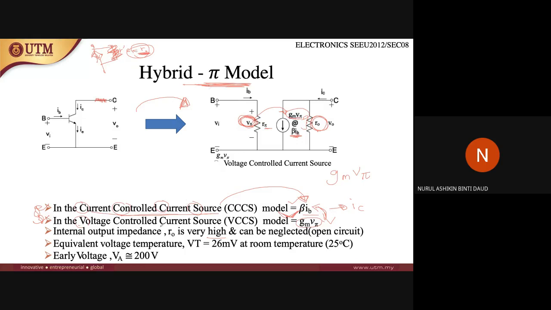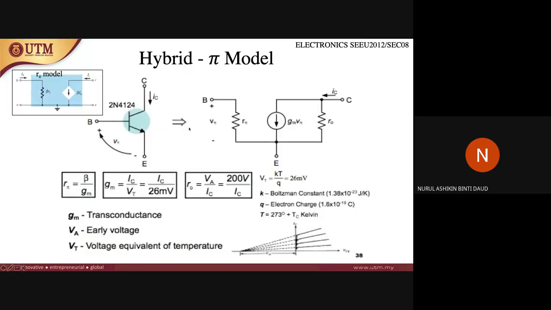As I mentioned just now, the RO here can be neglected if the value is very high, because we can assume that it is an open circuit here. The equivalent voltage of temperature, VT, equals 26 millivolts at room temperature, which is 25 degrees. Let's look at the next slide.